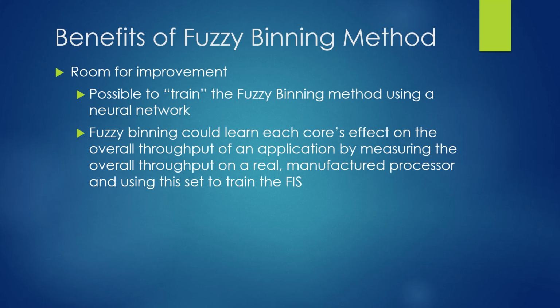There's also some room for improvement with the fuzzy binning method, right? If let's say we don't know how the frequencies of single cores actually affect the throughput in a certain application or a certain program load, it could be possible to train this fuzzy binning method using a neural network, right? So we don't actually know at first how these single cores will affect the overall throughput, but we can actually perform the tests and measure the throughput with a real manufactured processor running that application, and feed that back into our fuzzy system to dial that in, to where we can actually learn the effect of the single core operating frequencies on that particular application.